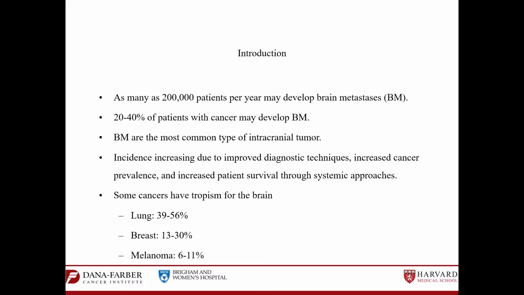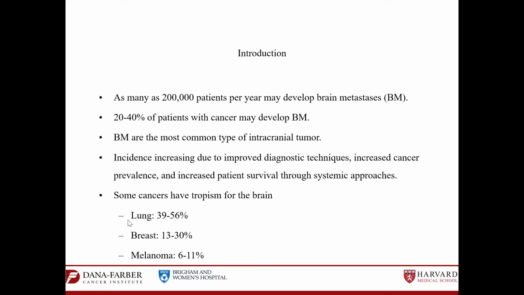As you know, brain metastasis is the most common intracranial tumor in the brain, more than primary gliomas, lymphomas and other primary brain tumors. It accounts for about 20 to 40% of patients who develop brain metastasis. The incidence increases because of improved diagnostic workup, increased cancer prevalence, more potent systemic therapies that make patients survive longer, so we see more, and also better management approaches.